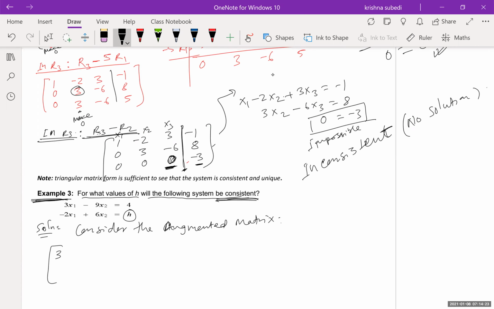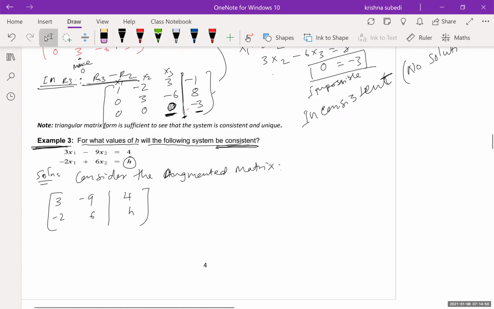Which is 3, -9, and 4, -2, 6, and h. You may want to draw the line there, or you don't have to, because at the beginning, at least for a few classes, maybe I will draw a line to separate the coefficient and the constant term. But you don't have to. Now I want you to change it into echelon form.